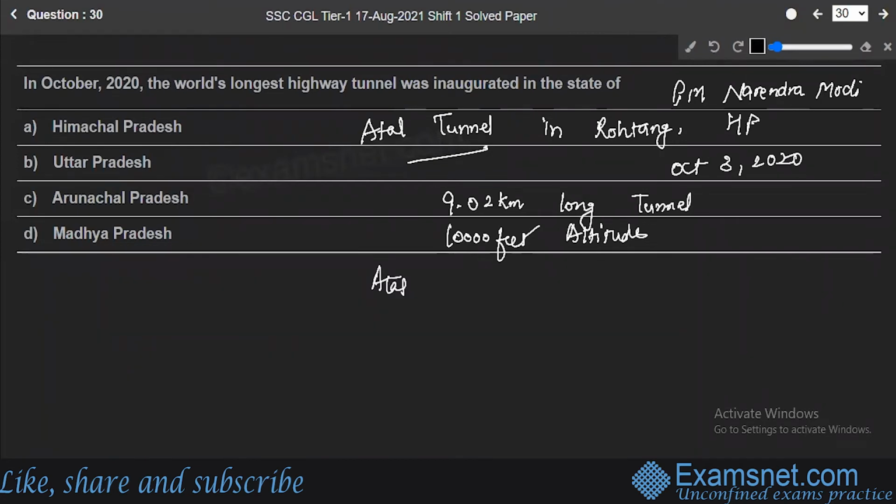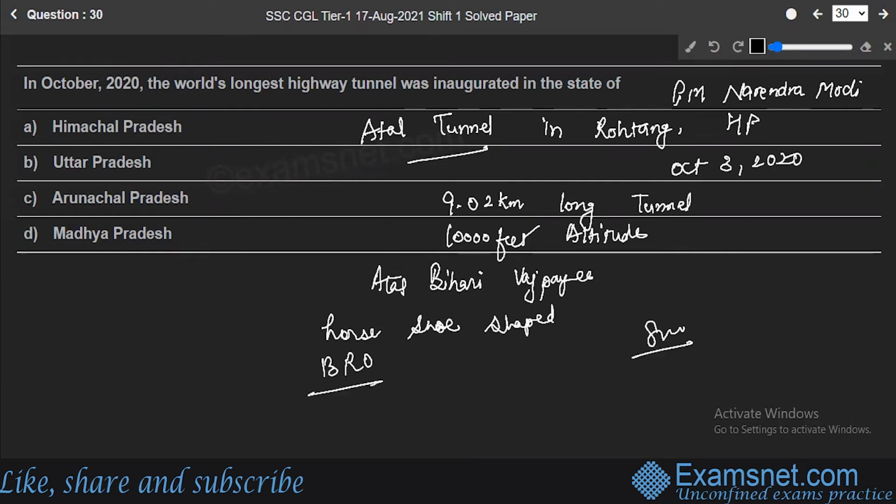This is named after Atal Bihari Vajpayee. He was India's former prime minister. It's a horseshoe shaped, single tube, double lane tunnel with a roadway of 8 meters. It was constructed by BRO, that's Border Roads Organization. So option A is the correct answer to the question, Himachal Pradesh. Hope you are clear. Let's move to the next question, number 31.